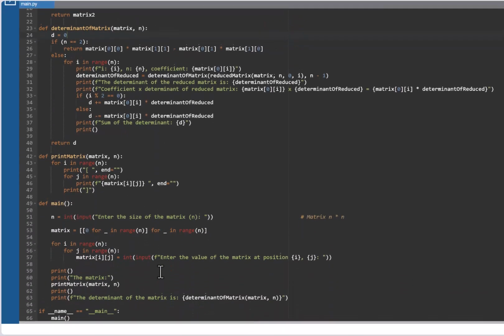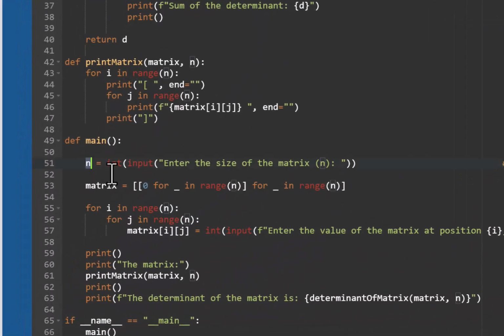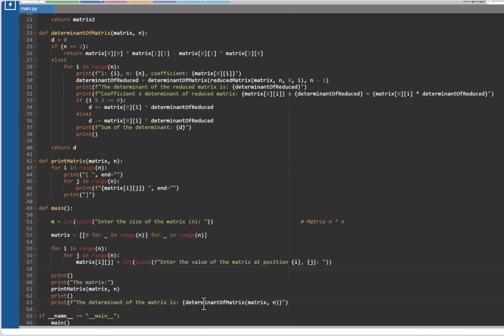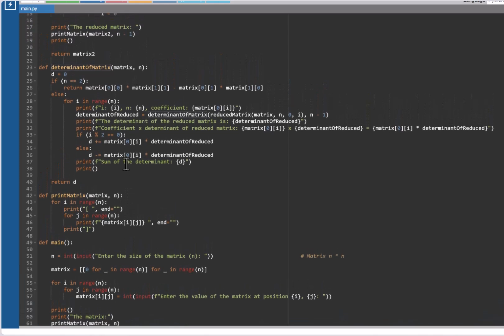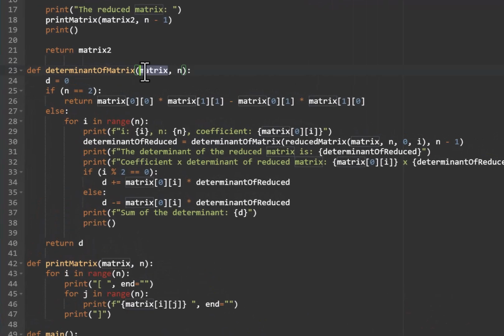The code begins by receiving the size of the matrix from the user and assigning the value to n, and filling in the entire matrix through a nested for loop by receiving every entry from the user as well. The program continues by calculating the determinant of the matrix by calling the determinant of matrix function. Inside of the function, two parameters, the matrix and its size, are received, and a variable representing the value of the determinant of the matrix, d, is initialized to 0.